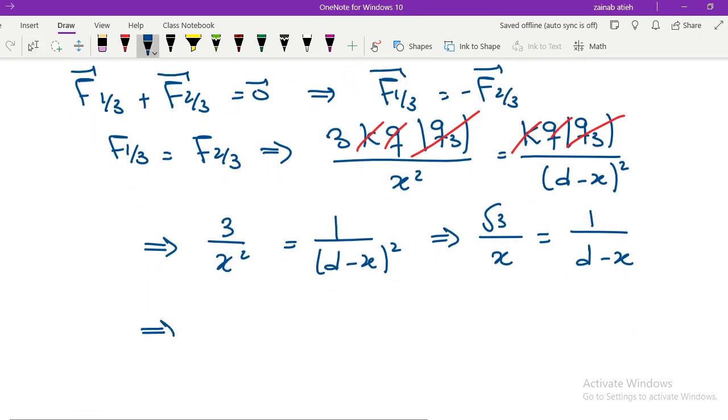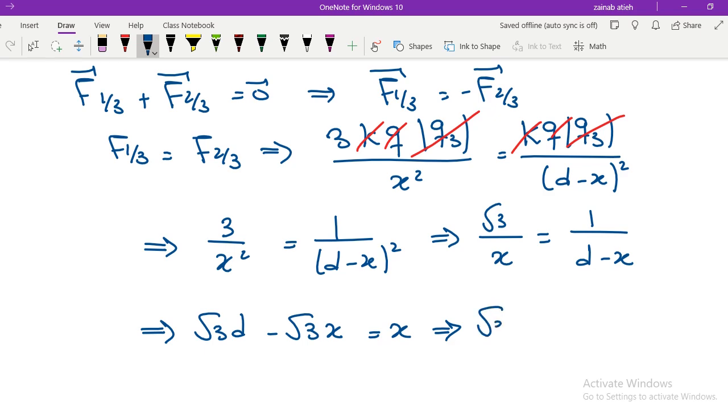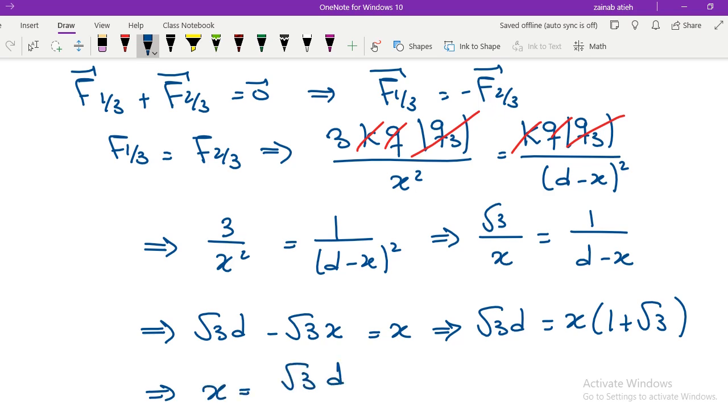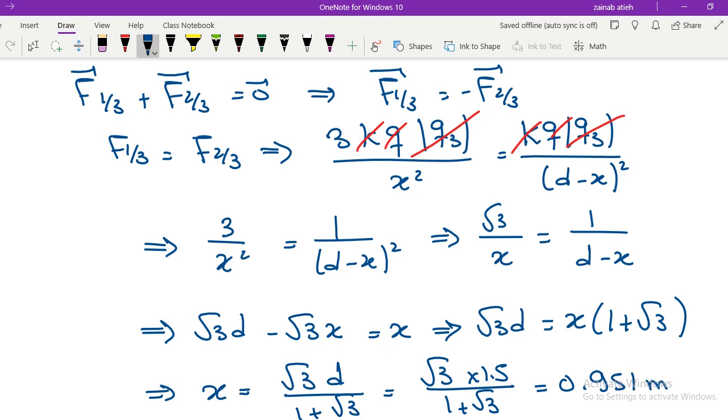Let's cross multiply. This implies radical 3d minus radical 3x equals x. I will arrange x to one side, so I will get radical 3d equals x times 1 plus radical 3. Remember, I'm searching for x, so x equals radical 3d over 1 plus radical 3, and I know that d is 1.5, so 1.5 over 1 plus radical 3, and I will get x equals 0.951 meter, and this is the answer.